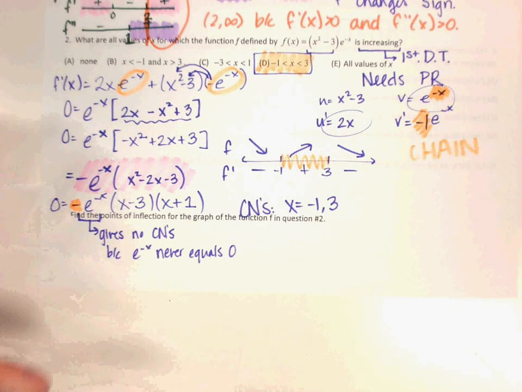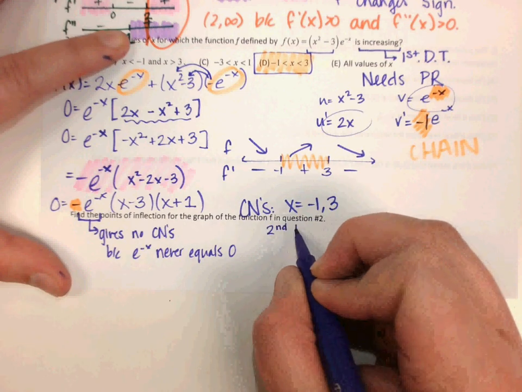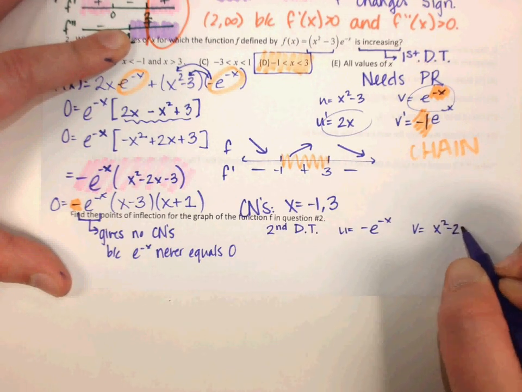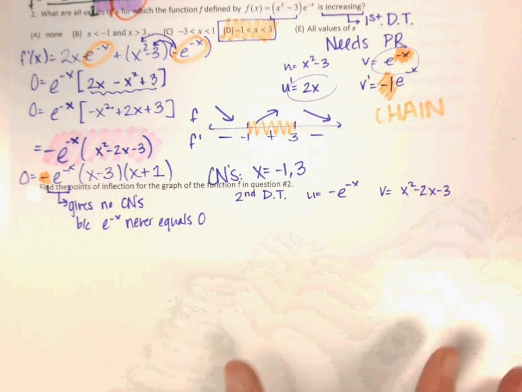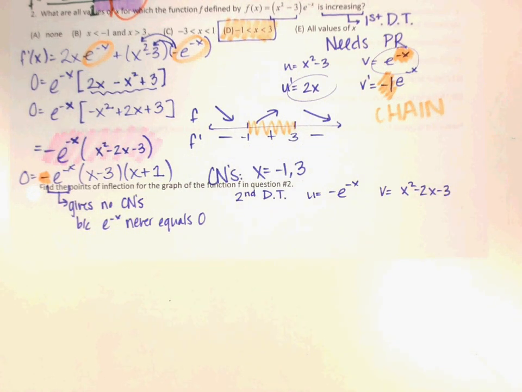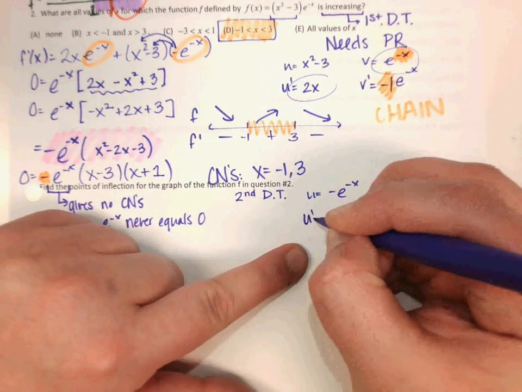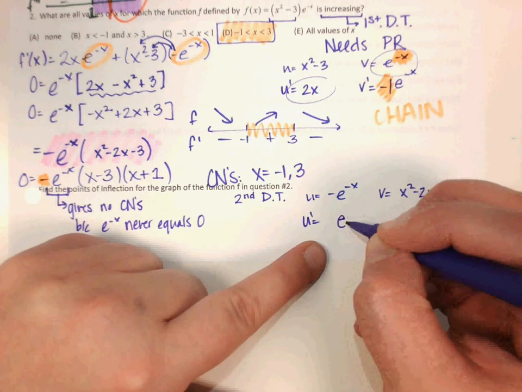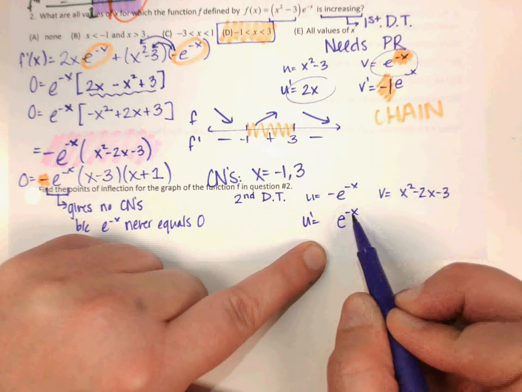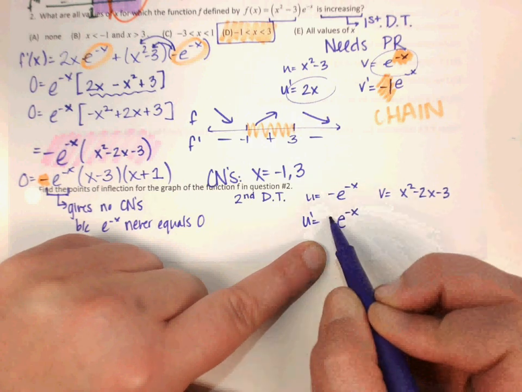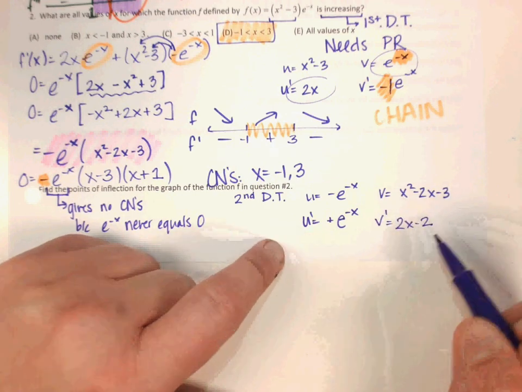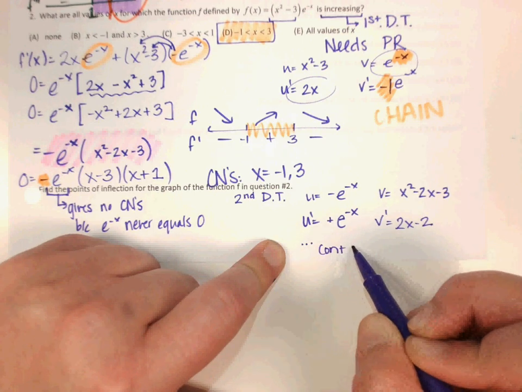But your u for a second derivative test would be negative e to the negative x, and then x squared minus 2x minus 3. What would your u prime be, though, with that u? Think about it for a second, don't say it. If I wanted to take the derivative of negative e to the negative x, what would it be? Now you can say it. E to the negative x. Here's why. I'd have another negative 1 multiplying down on this negative 1. That would turn it positive. And then what would my v prime be here? 2x minus 2. Then I'm going to put ... continue. Okay, you can do it for fun later if you want.